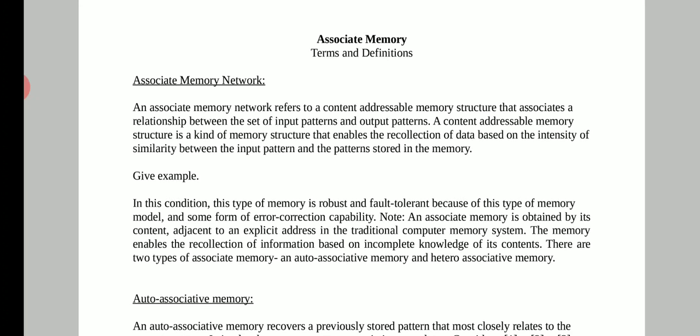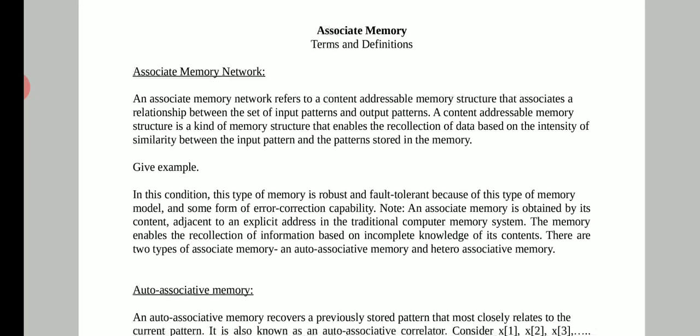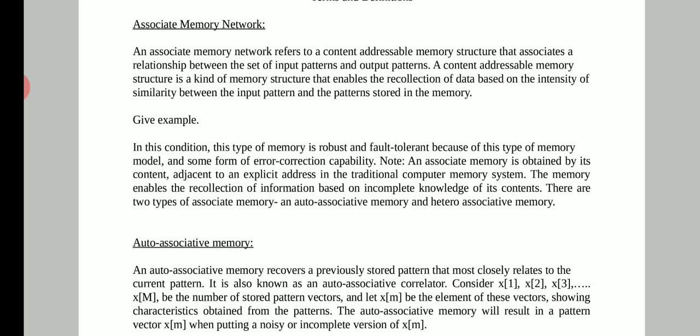Associative memory network refers to a content addressable memory structure. It associates a relationship between input and output and it is fault tolerant. What does that mean? Even if the input is not proper, the brain still compares similarity and finds the nearest pattern. For example, the names of all your friends are stored inside your brain. Now if I jumble up the names, suppose Nikita Mukhia is stored inside your brain.